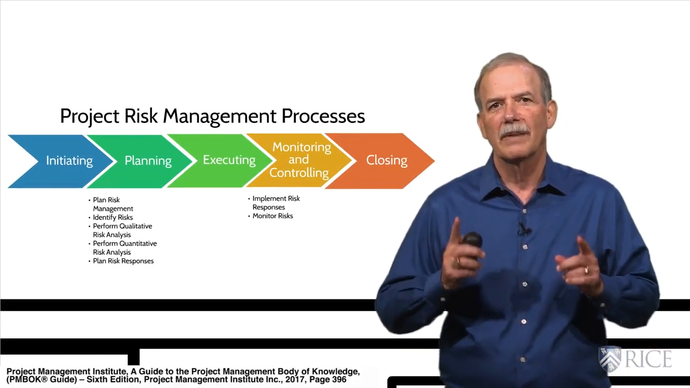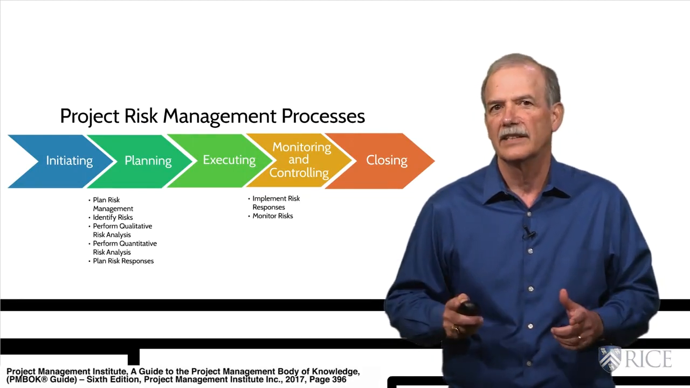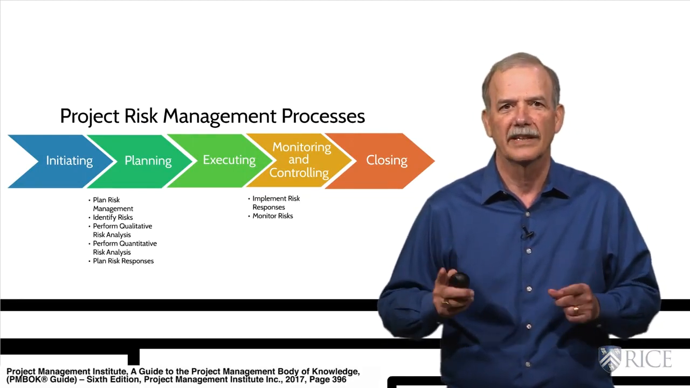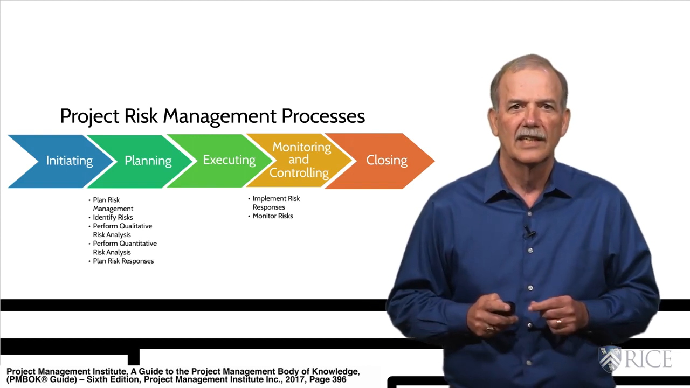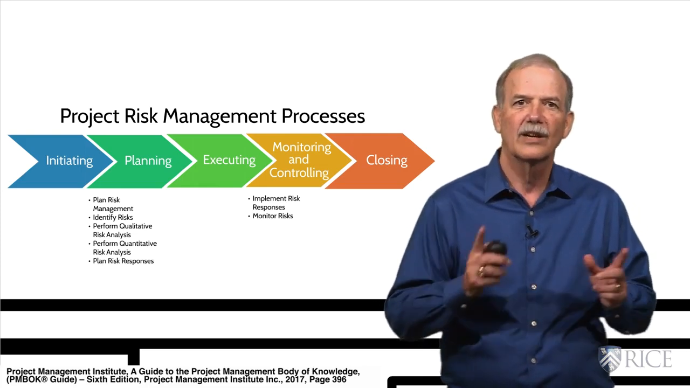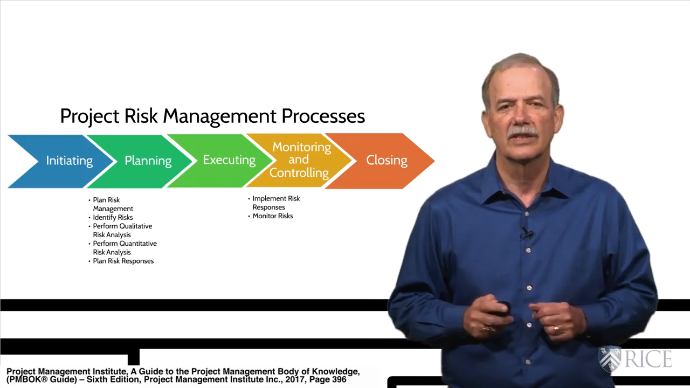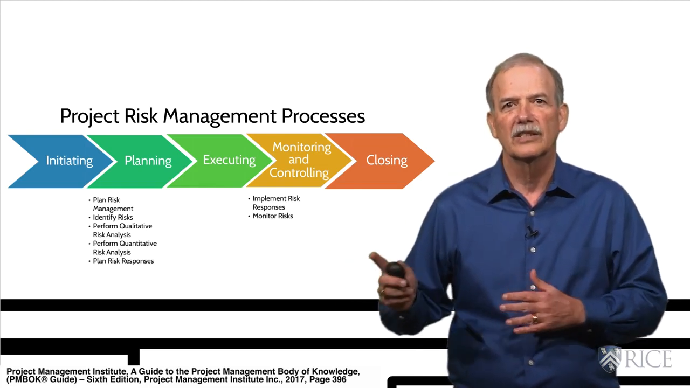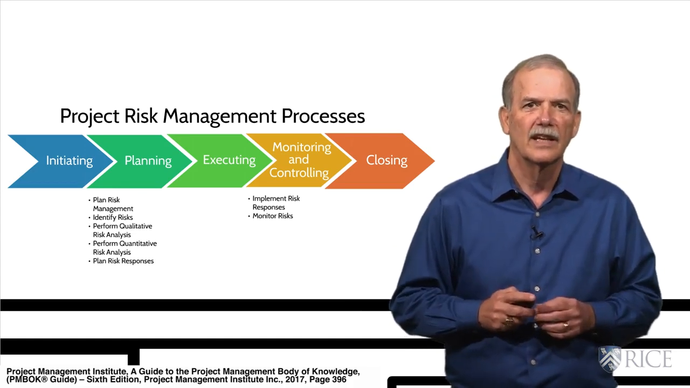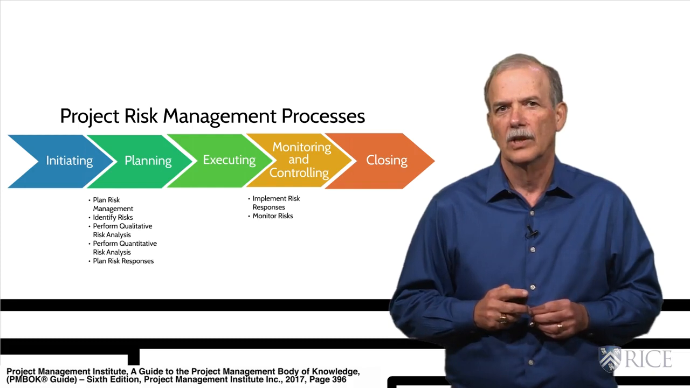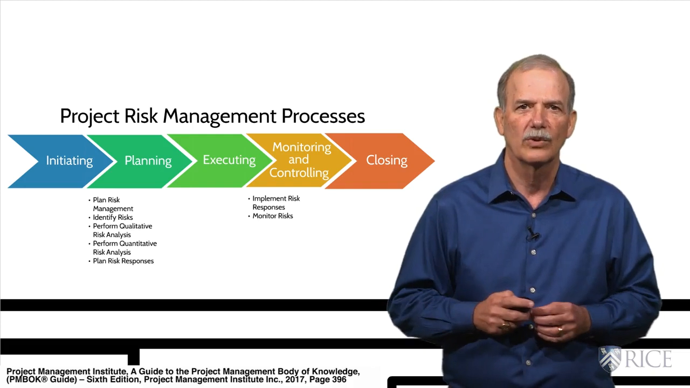Most of the project management risk processes take place during the planning stage of the project. During planning, we will put together our risk management plan. We will identify the risks likely to impact our project. We perform both qualitative and quantitative risk analysis, and we develop our responses to those risks. Later in the project, during the monitoring and control phase, we actually implement our risk responses and monitor the risks. What looks like a fairly straightforward process is actually anything but straightforward.